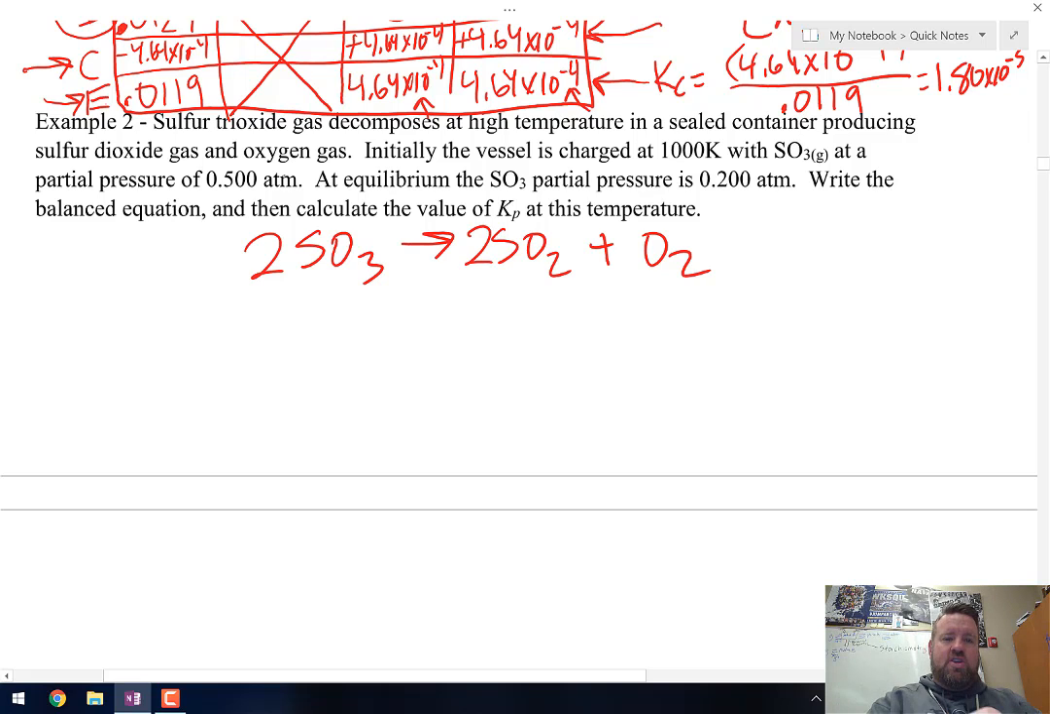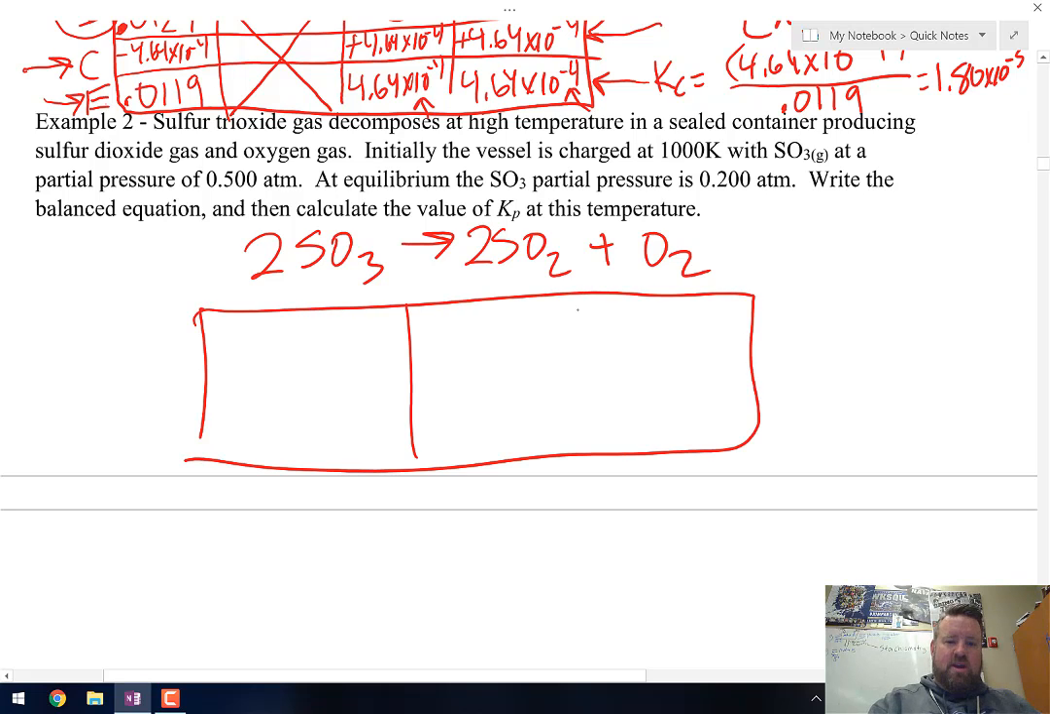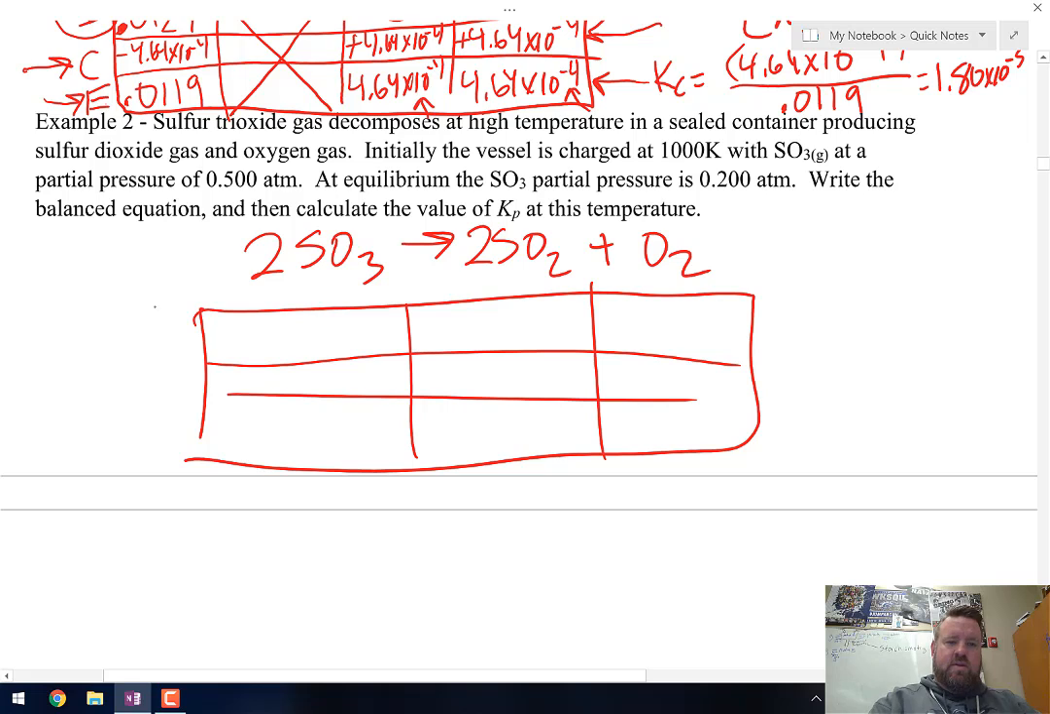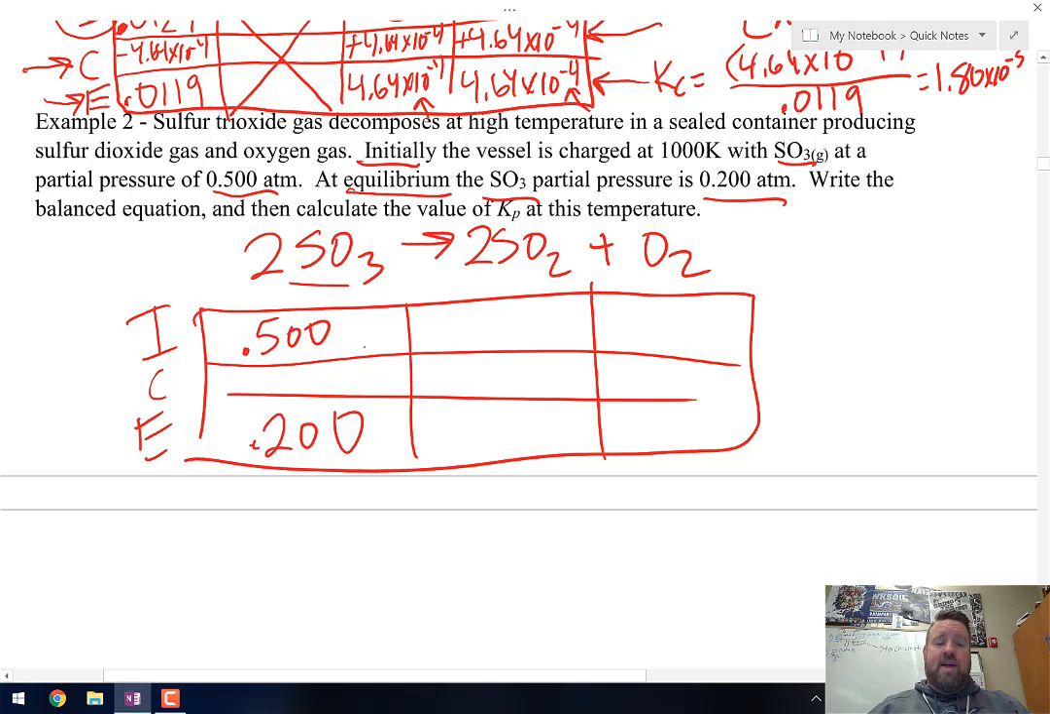Okay, and they give us some initial values, they give us some equilibriums, so we're going to have to make an ICE table here as well. So initial, change, equilibrium. What information do they provide us? They say that initially SO3 is 0.5. So SO3 initially 0.5. At equilibrium, SO3 is 0.2. So equilibrium SO3 is 0.2. Okay, and that's all that they give us.